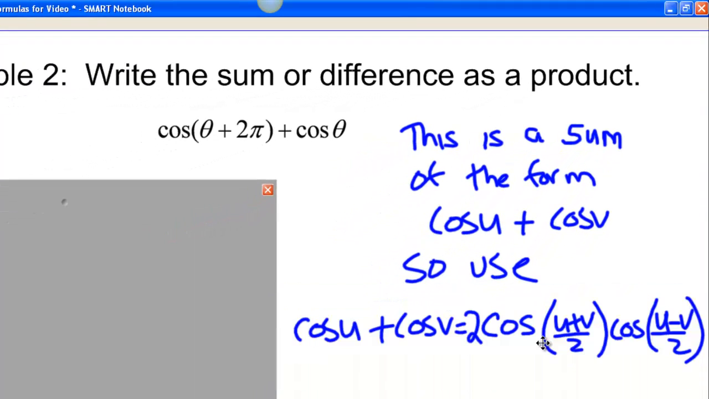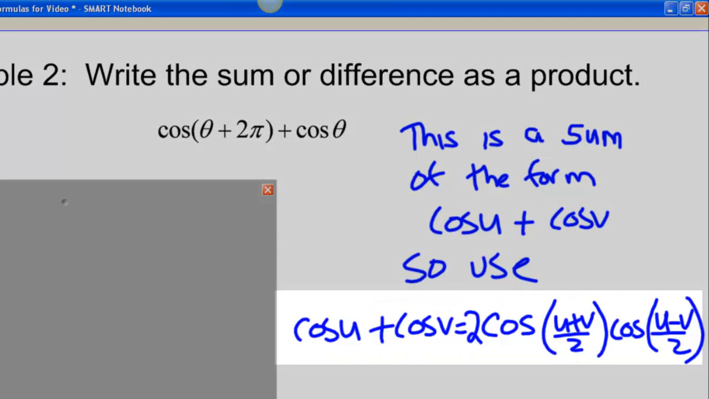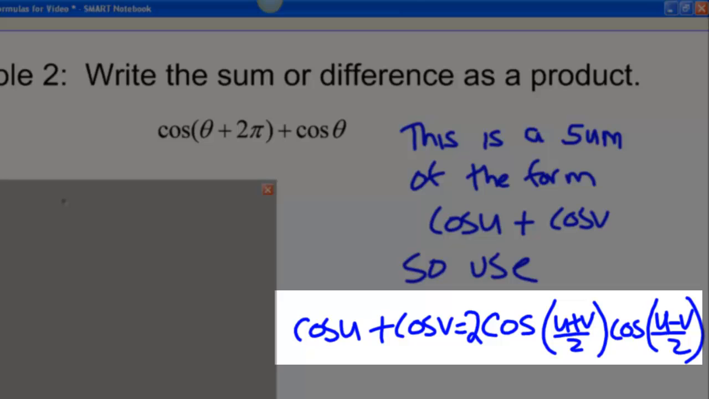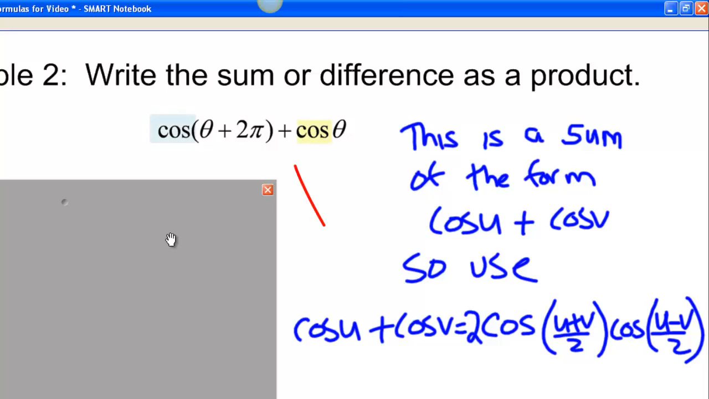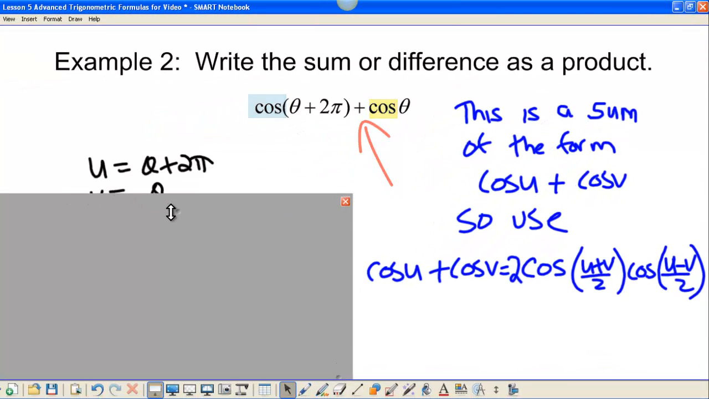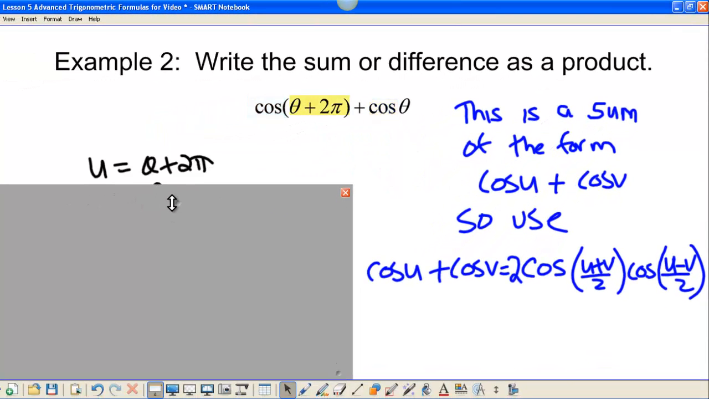So the formula that I'm going to utilize is cosine u plus cosine v equals 2 cosine of u plus v divided by 2 times, that's the product, cosine of u minus v over 2. I figured that out by looking at the form, that it was a cosine of something plus cosine of something. Now don't let this problem throw you off. U in this case is a binomial. The angle is theta plus 2 pi.